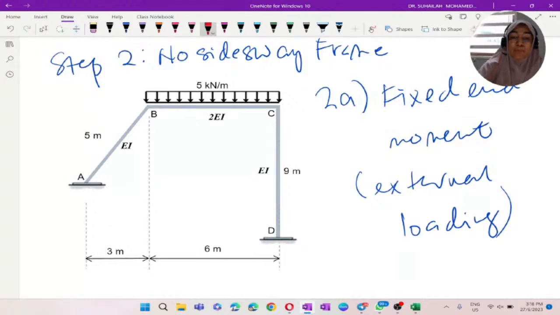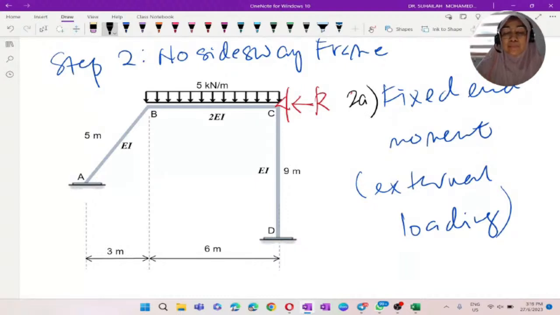This means we have to change the condition of the frame to a properly restrained frame. So how do we do that? We put an imaginary support at C, since the frame is moving towards the right direction. We have to put an artificial pin support at C, and due to that there will be a restraining force R, which exists due to the pin support.